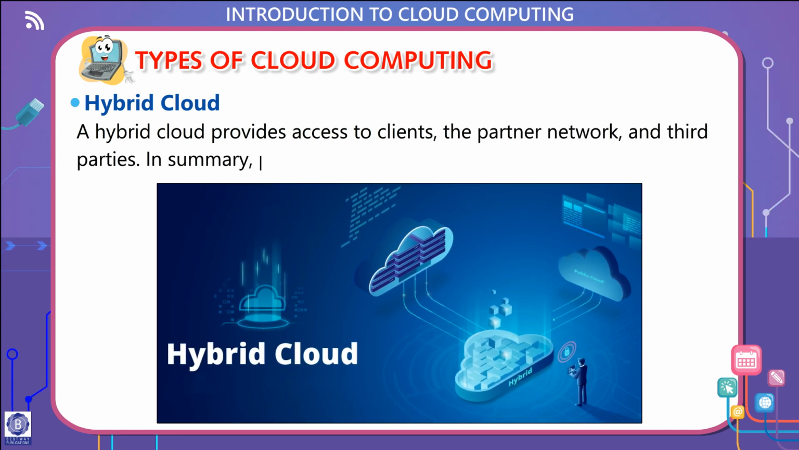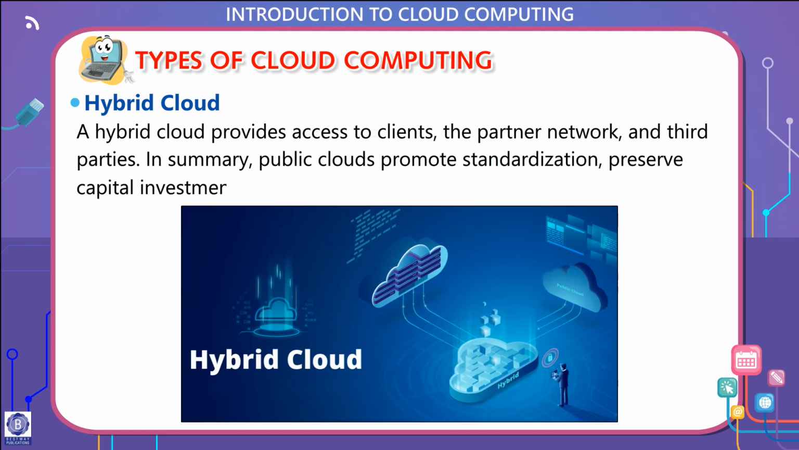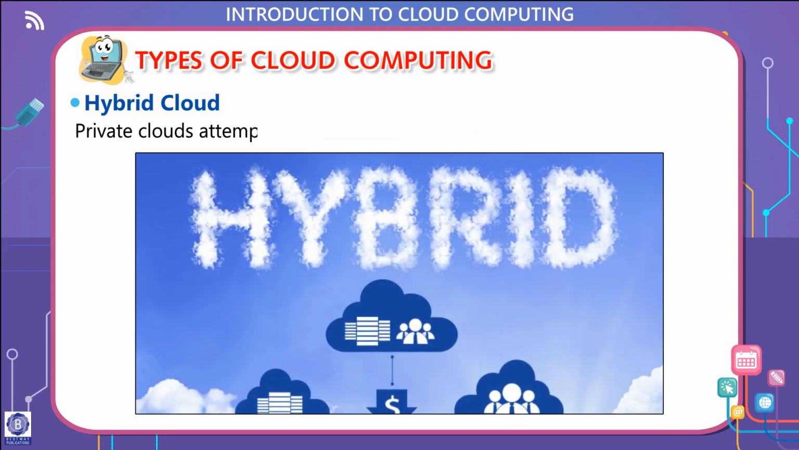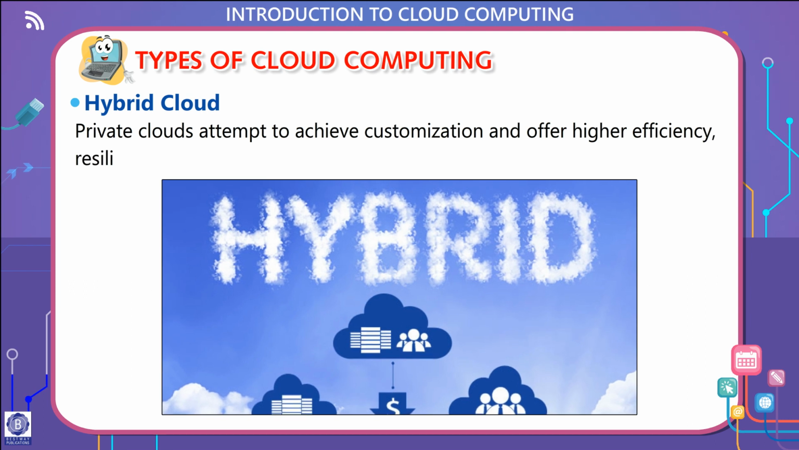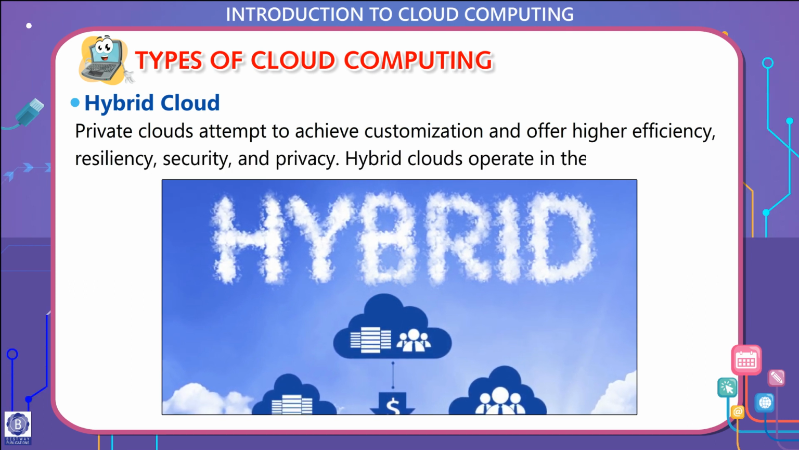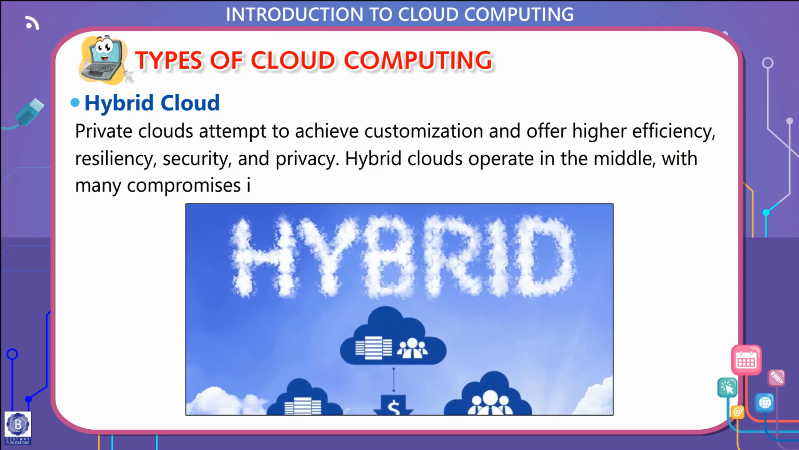In summary, public clouds promote standardization, preserve capital investment, and offer application flexibility. Private clouds attempt to achieve customization and offer higher efficiency, resiliency, security, and privacy. Hybrid clouds operate in the middle with many compromises in terms of resource sharing.